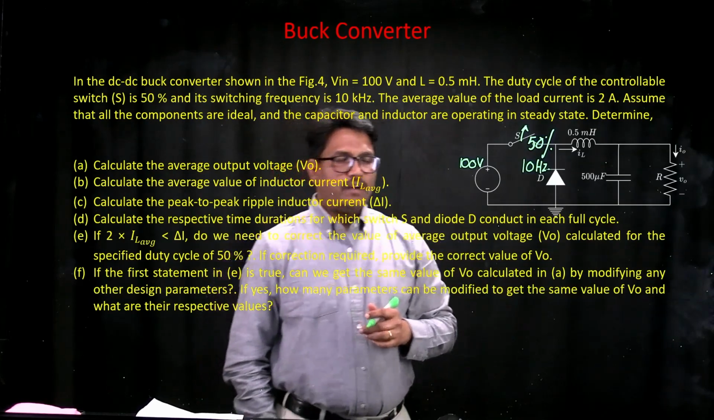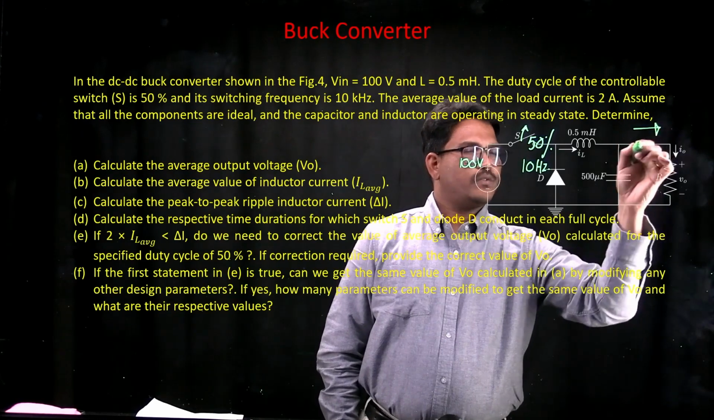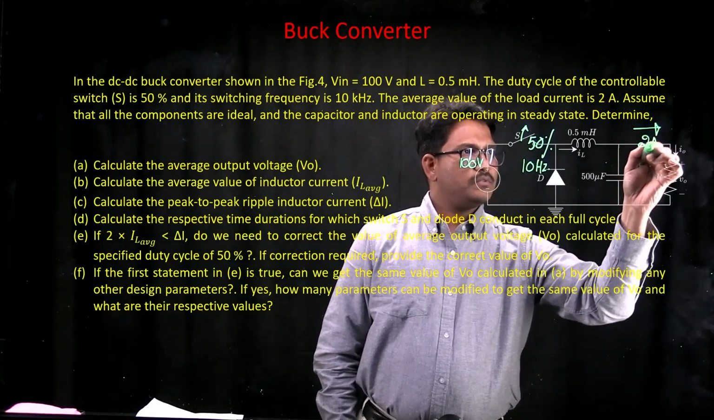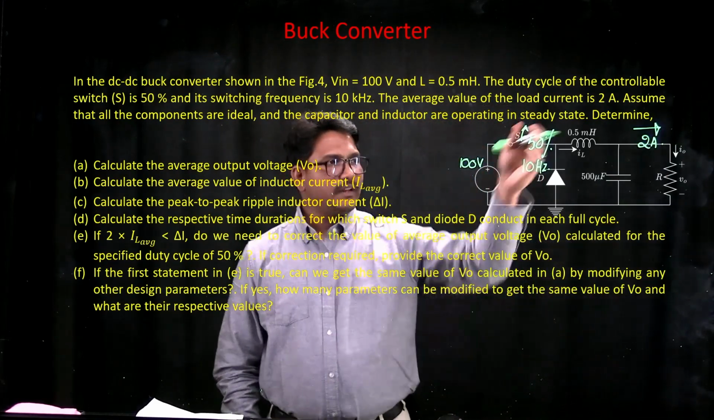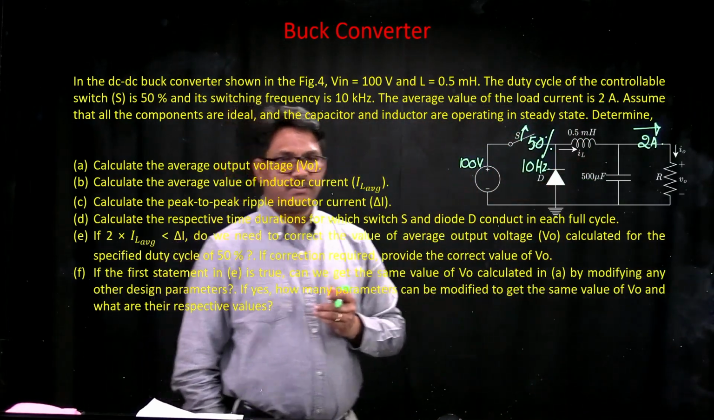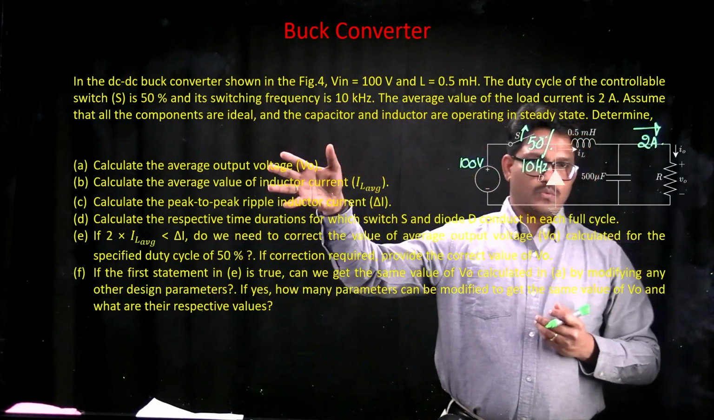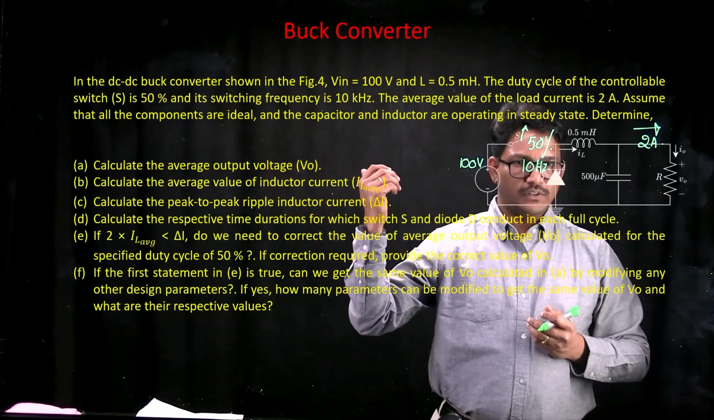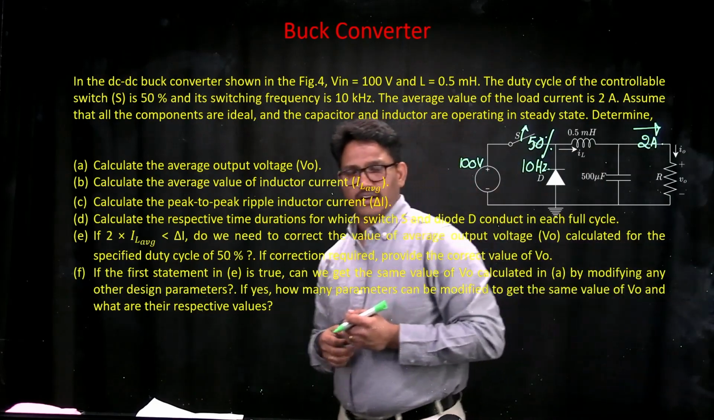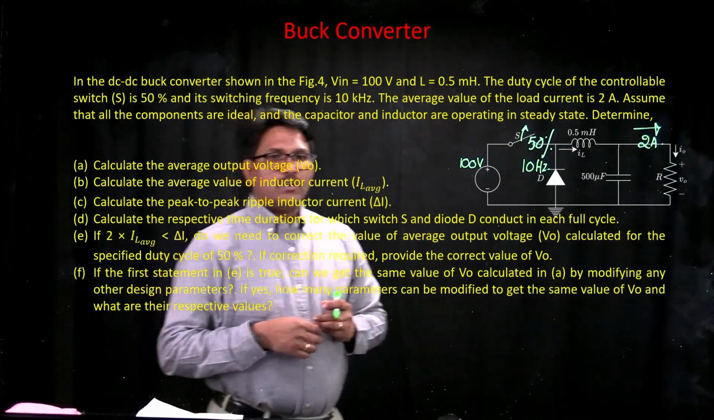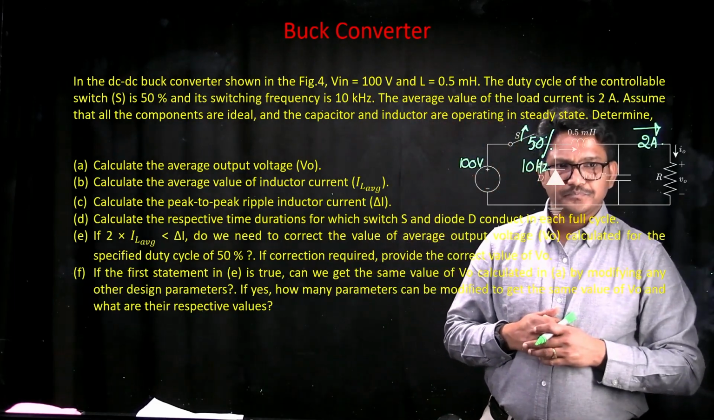Now, what is the average value of the output current if you look at that? So it is also given that the average value of output current is 2 amps here. And now, the values of the inductance and capacitance are already there in the picture. Now we need to basically find out what is the output voltage and the average value of the inductor current, then peak to peak ripple inductor current, and then we need to calculate the duration of turn on time and turn off time of the switch.